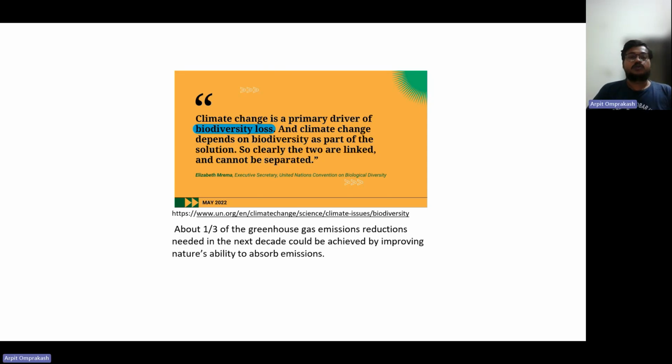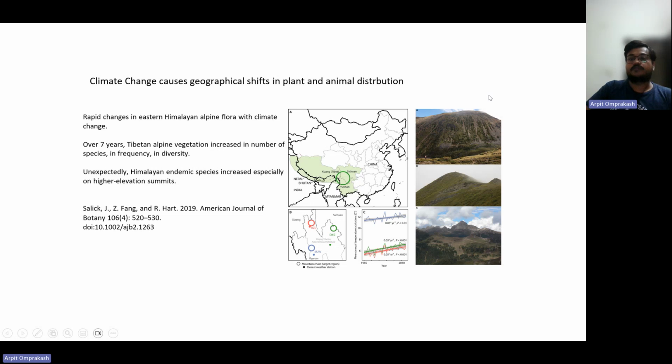Right. So climate change is the primary driver of biodiversity loss, and climate change depends on biodiversity as part of the solution. So the two of them are interlinked and cannot be separated. About one third of the greenhouse gas emissions reduction needed in the next decade can be achieved by improving nature's ability to absorb these emissions. So basically, planting trees, right, which can get rid of this carbon dioxide.